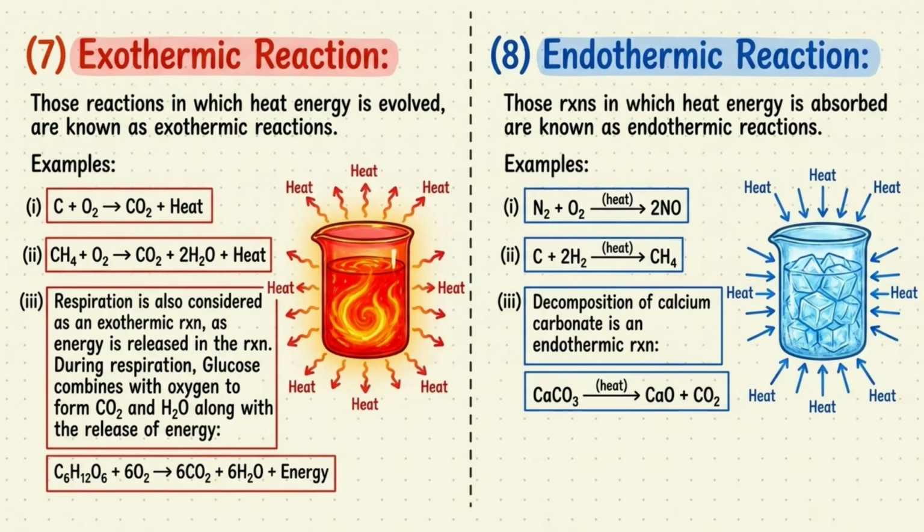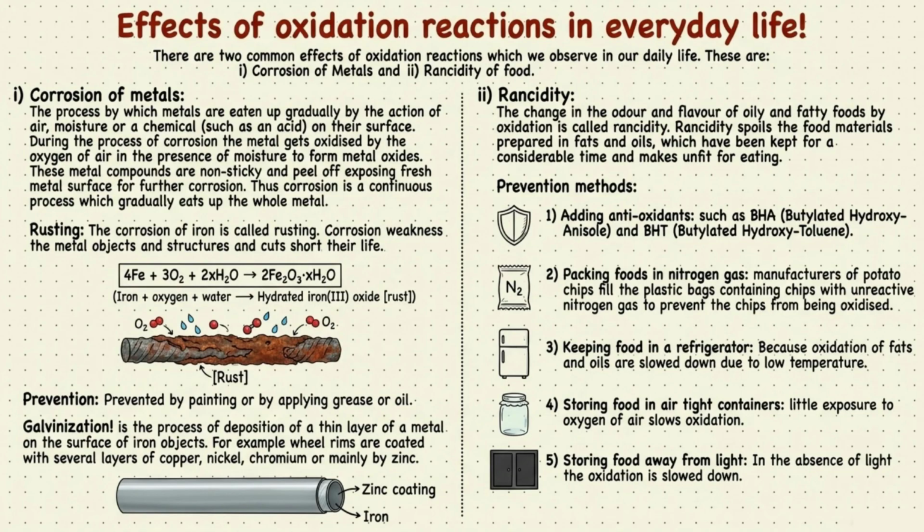And earlier, we saw the thermal decomposition of calcium carbonate. CaCO3, requiring heat on the arrow, yields CaO plus CO2. Let's finish today's lecture by observing the slow, everyday effects of oxidation reactions around us. There are two incredibly common effects we battle all the time, the corrosion of metals and the rancidity of food.